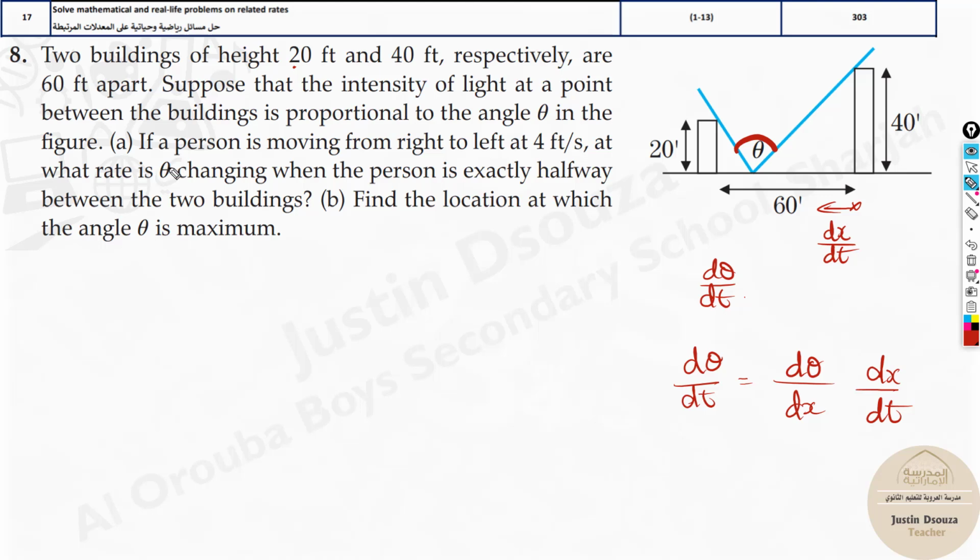Now, what is the rate of change of angle theta with respect to time? That is d theta by dx times dx by dt. Why we did this is because we can easily find d theta by dx, as you have plenty of information to solve this. But dx by dt is already given. That is given, 4, right? We need to find d theta by dx and then multiply by 4, and we will get exactly what they are asking. So this is the concept.